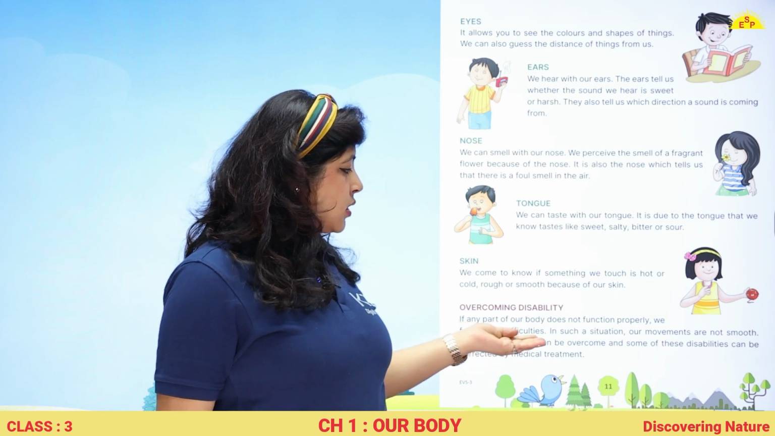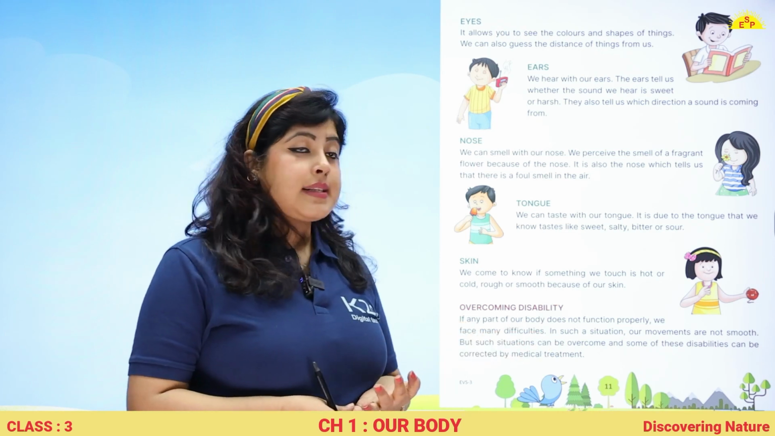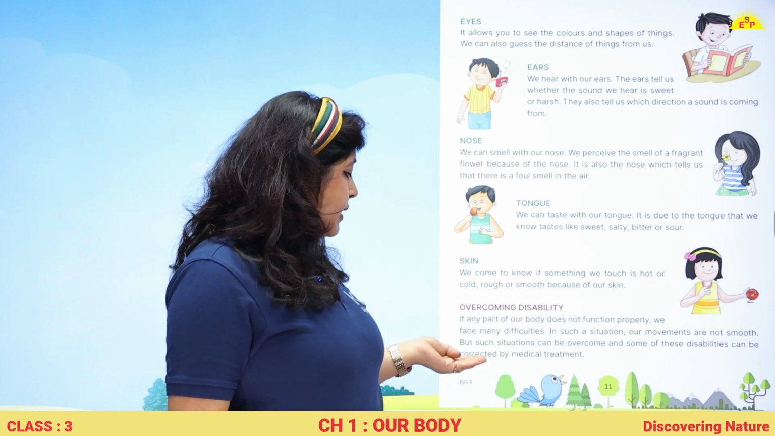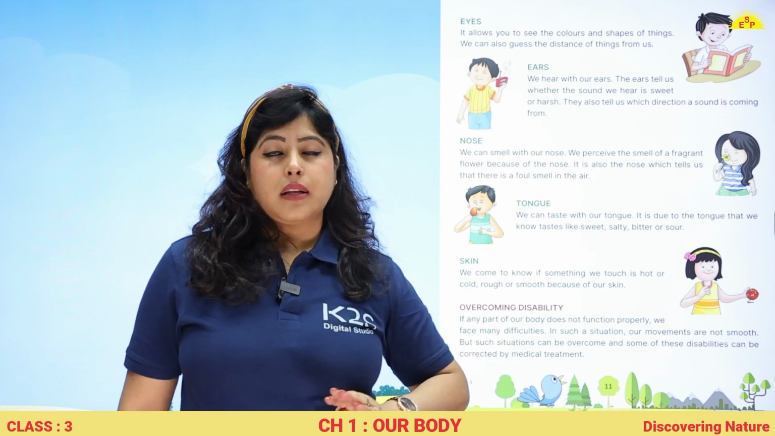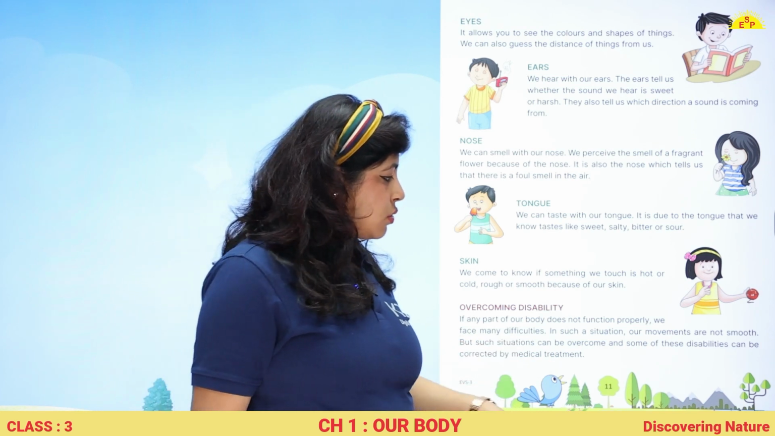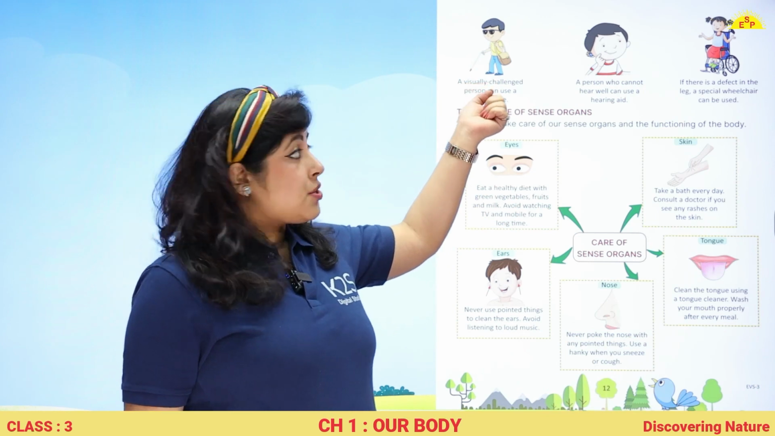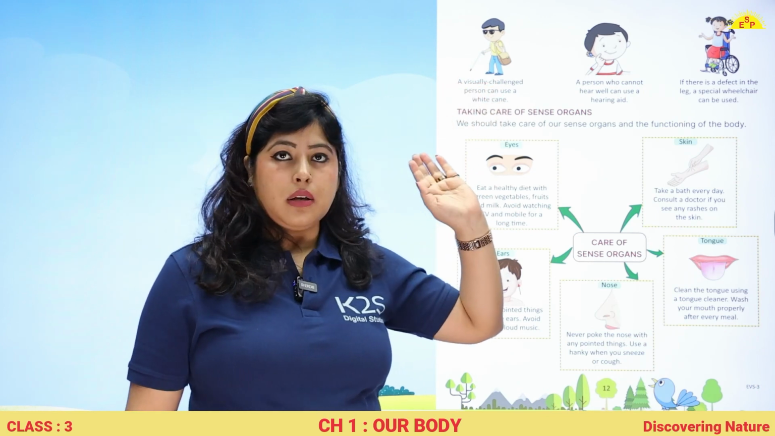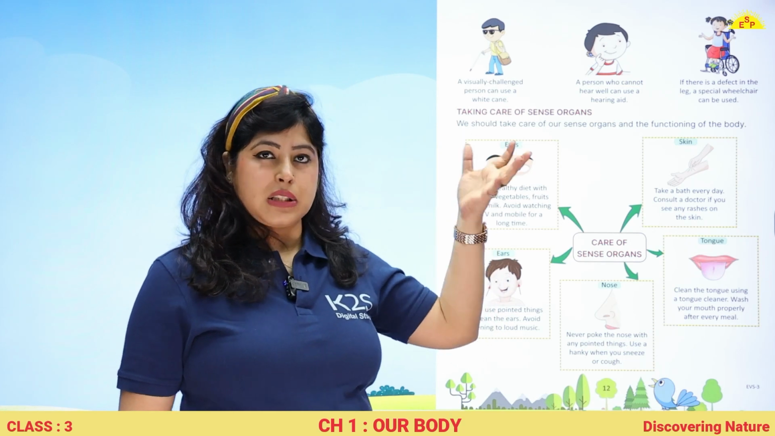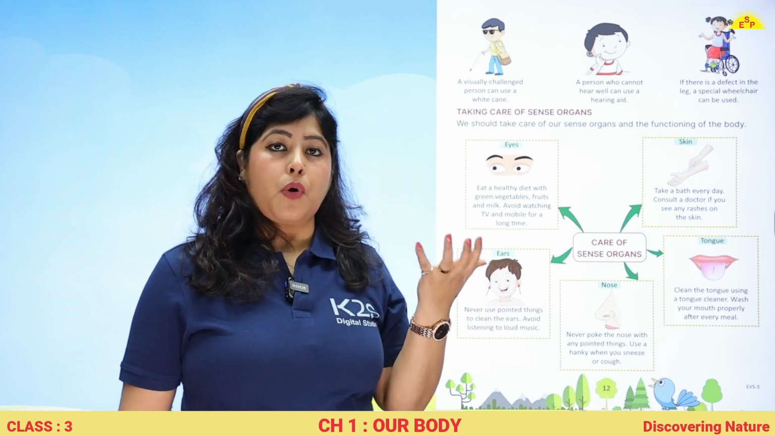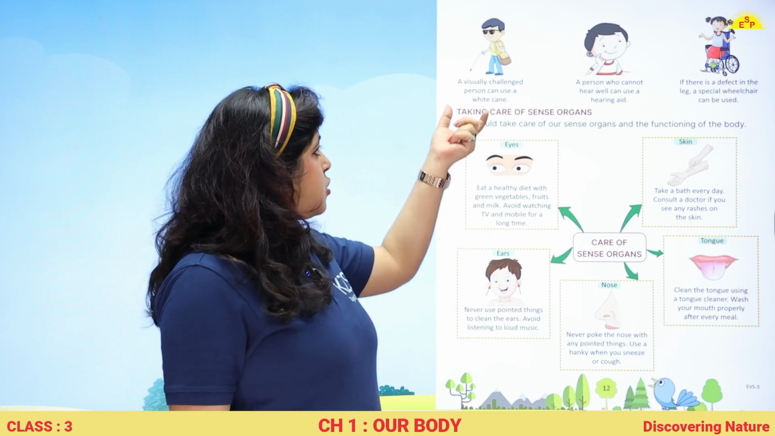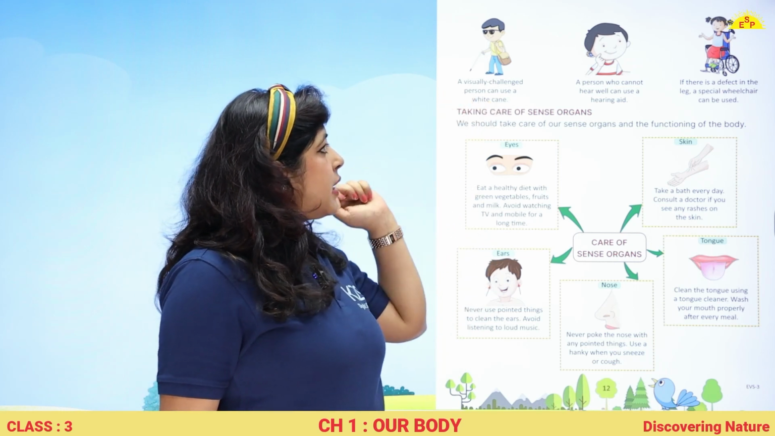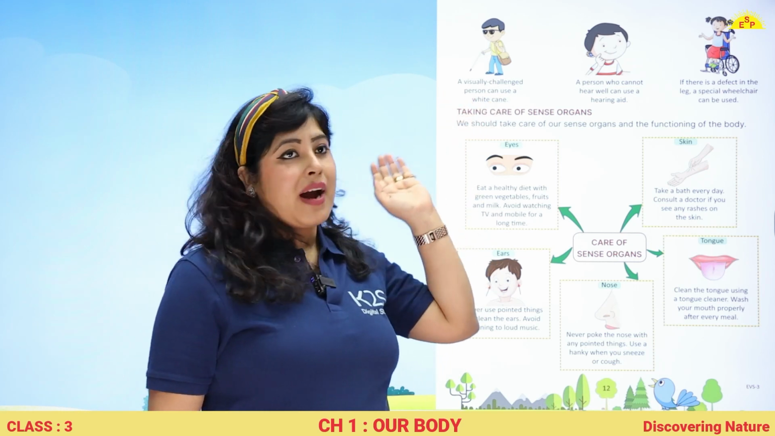But such situations can be overcome, and some of these disabilities can be corrected by some medical treatment also. Now you can see in the picture, a visually challenged person cannot see, or can only partially see things, but not properly as we can see. So a visually challenged person can use a white cane.